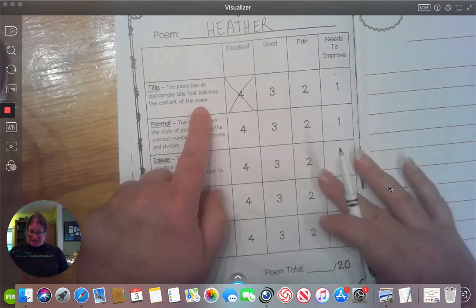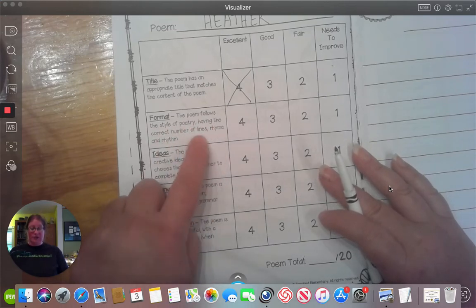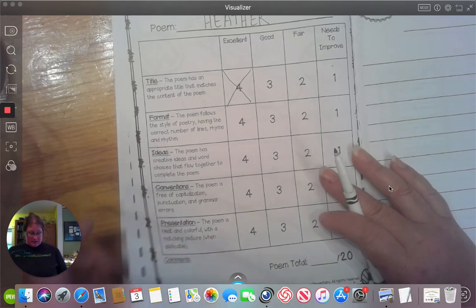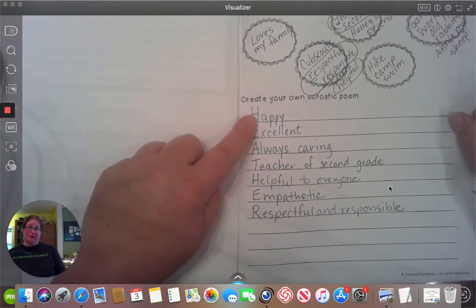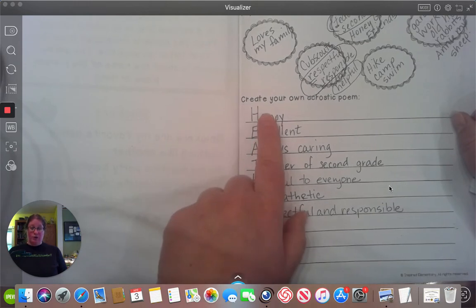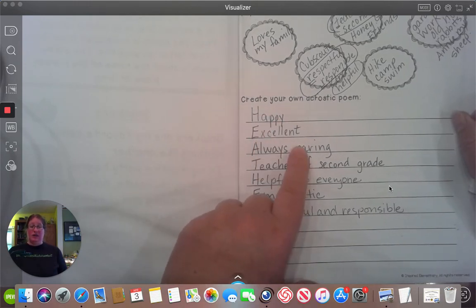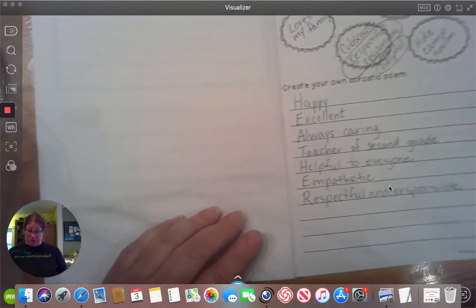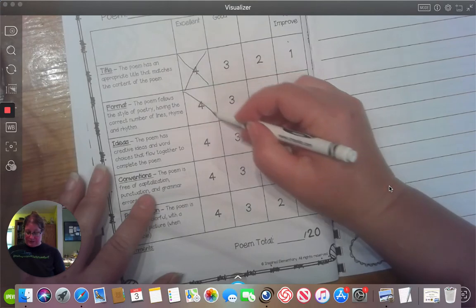Alright, format. The poem follows the style of poetry, having the correct number of lines, rhyme, and rhythm. Did I complete my full poem? Do I have capital letters at the very beginning for my first name? Did I use one word or a short phrase and no punctuation? If you said yes to those, then you should give yourself a score of 4 points.